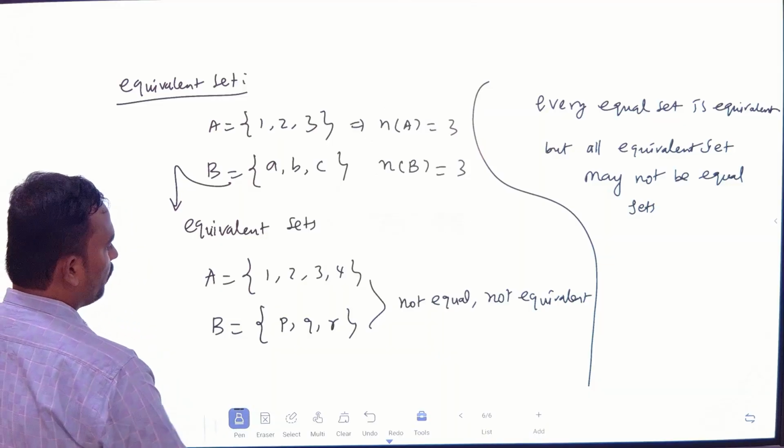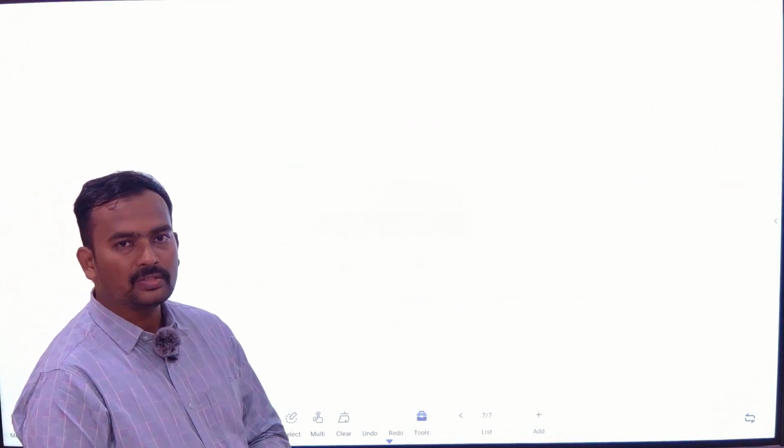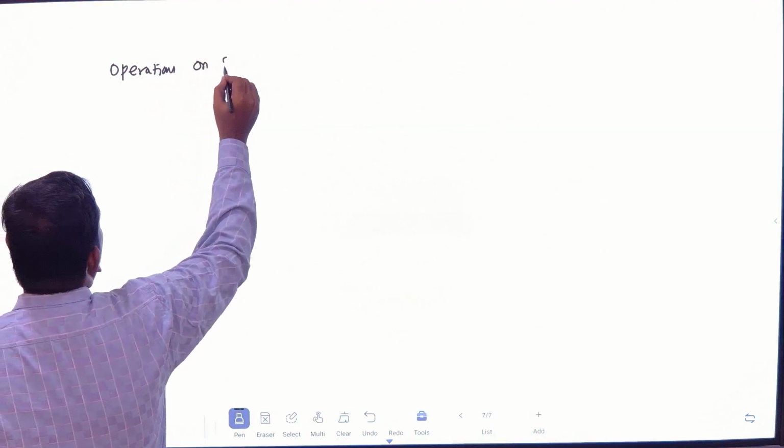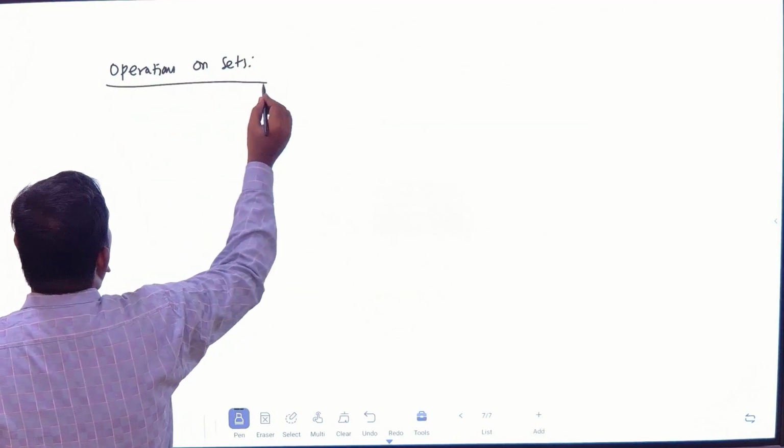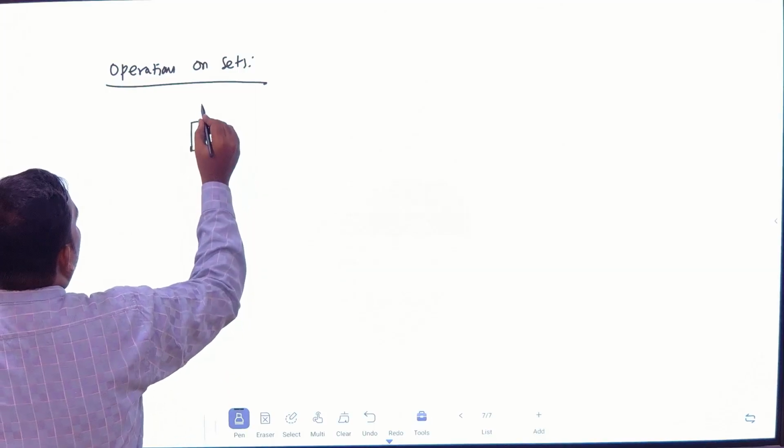Understood? Okay, therefore every equal set is an equivalent set, but all equivalent sets may not be equal sets. Okay, I hope everyone understood, right? So next thing we are going to discuss is operations on sets. Okay, so let's take the first one, union.